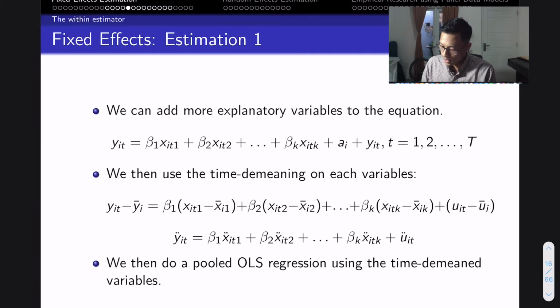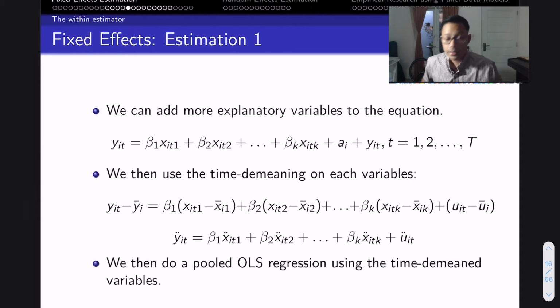Okay. Now let's use the time demeaning on each variable. So we have y minus y bar, we have beta 1 multiplied by x1 minus x bar, and so on and so forth. And what we can do is just run a pooled OLS regression using the time-demeaned variables.